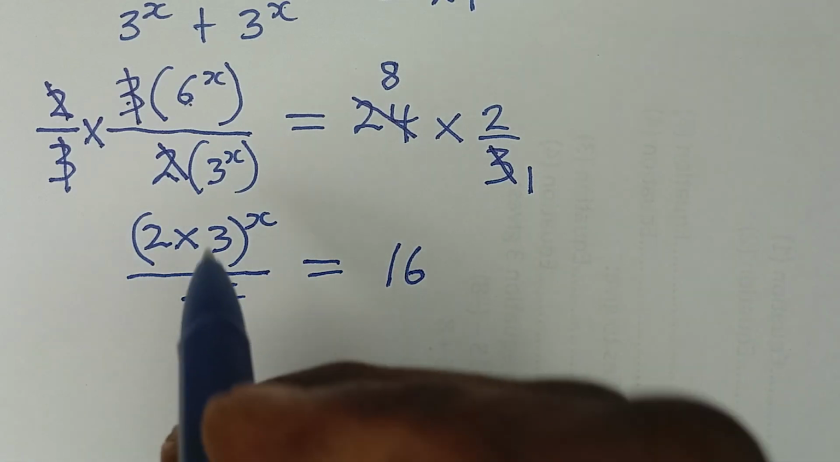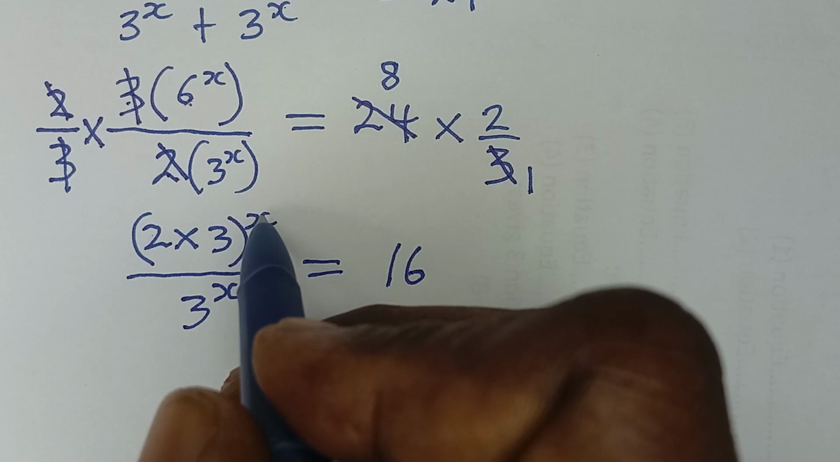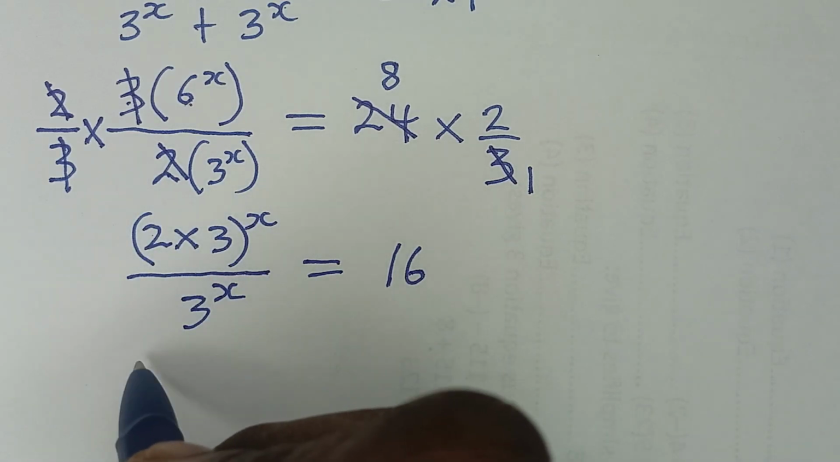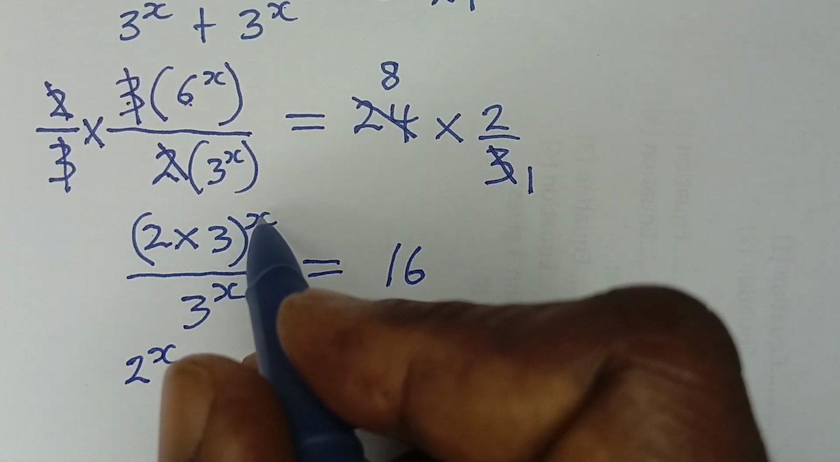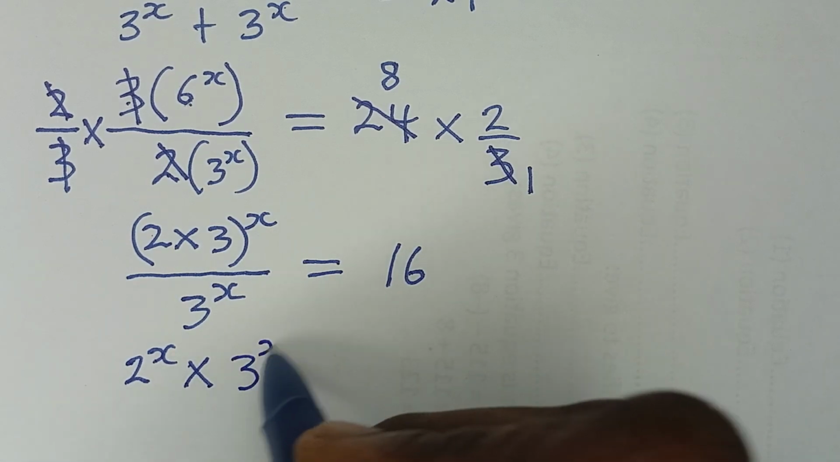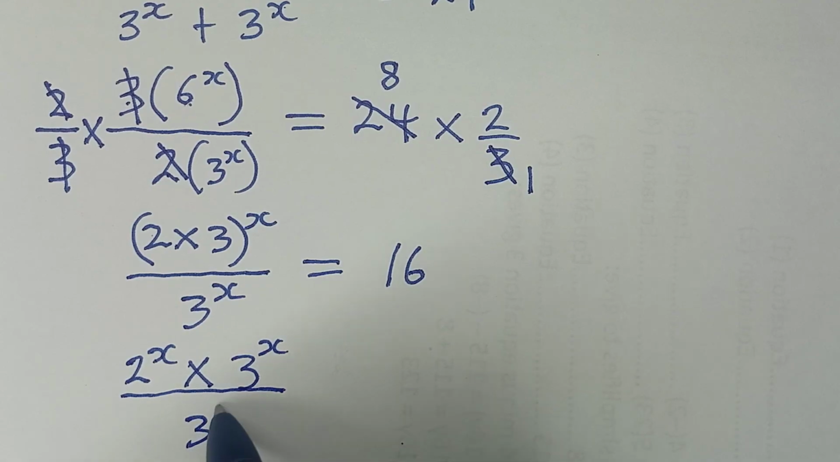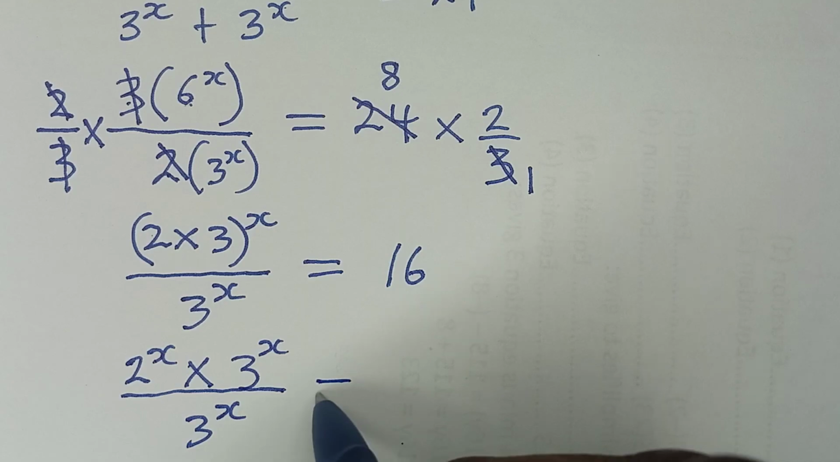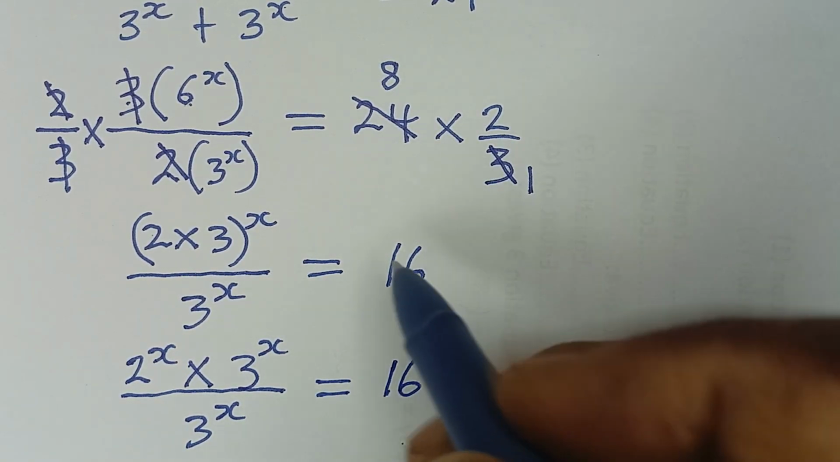this numerator here, the power here affects the 2 and the 3 inside the bracket. So this power affects these 2 here. So it's going to be 2 raised to power x, and then multiplied by the x power also affecting the 3 here. So it's going to be 3 raised to power x, and then all over 3 raised to power x that is there on the denominator. And that will be equal to 16 that I have on this side.